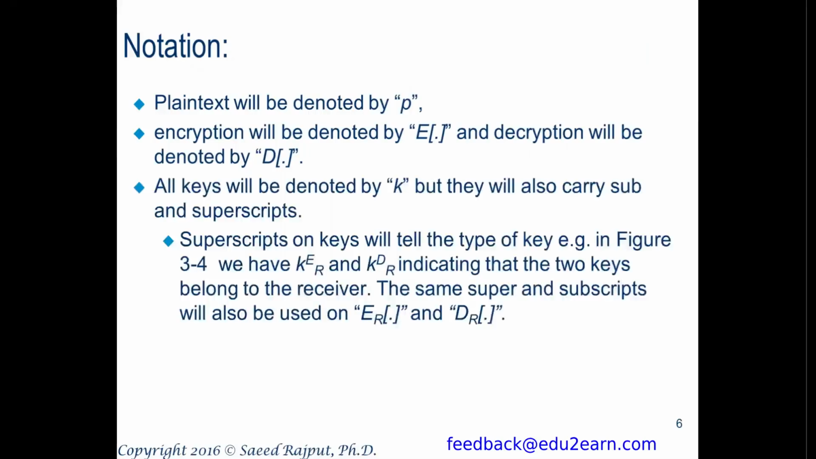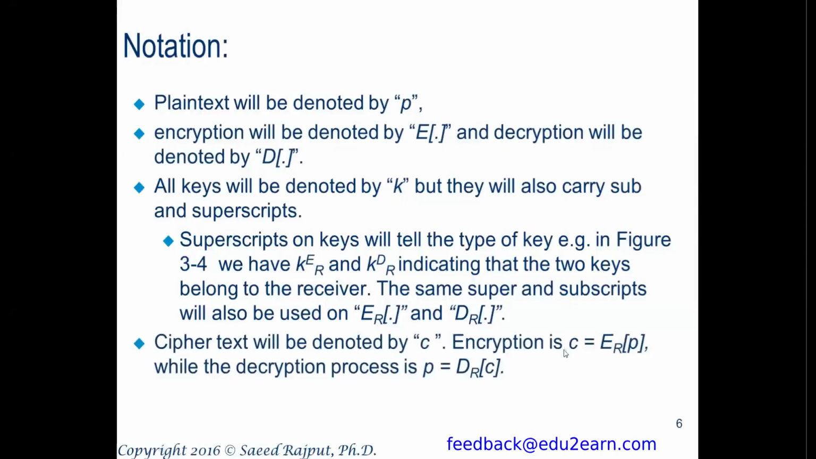So here is the notation for the encryption decryption algorithm. We have the plain text, which is represented by P, the E operator and the D operator, E for encryption and D for decryption. And then we use superscripts and subscripts. K is for the key. So you will have the receiver's encryption key, the receiver's decryption key, and so on.